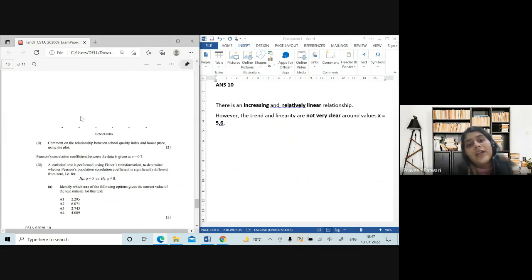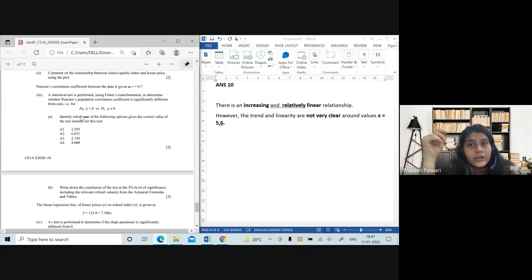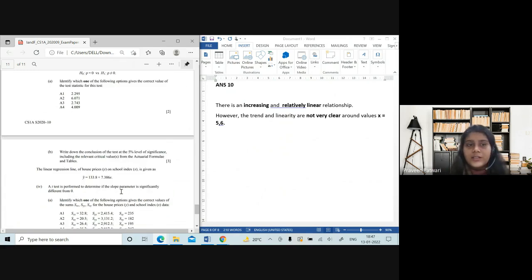So if you were showing your entire working on your script, then maybe it would have been for, let's say, 3 marks. But if you went wrong midway, you would have at least fetched 1 to 1.5 marks, correct? So of course, everything has both sides to it. So anyway, part B is write down the conclusion of the test at 5% level of significance, including relevant critical values from actual formula and tables. So here, every time you take out a critical value from the table book, please, please, please make sure that you are writing the page number from which you took out the value.